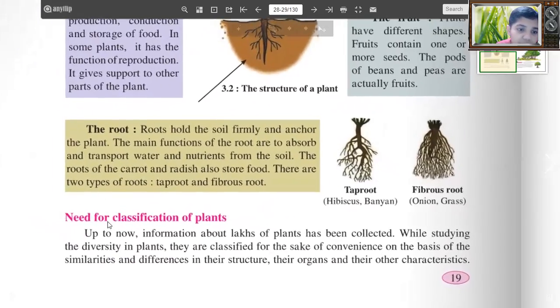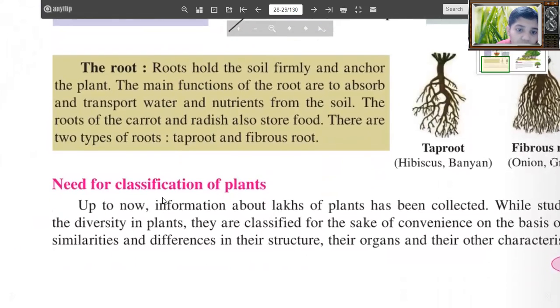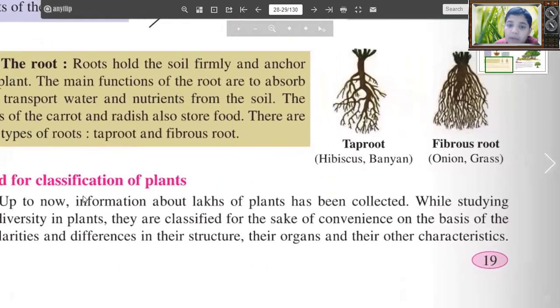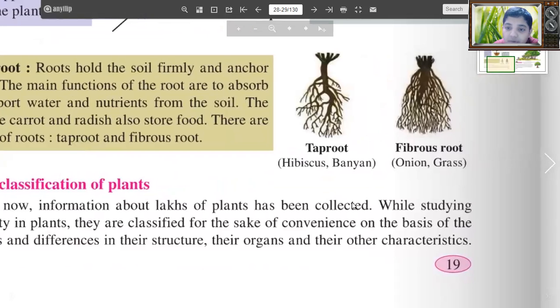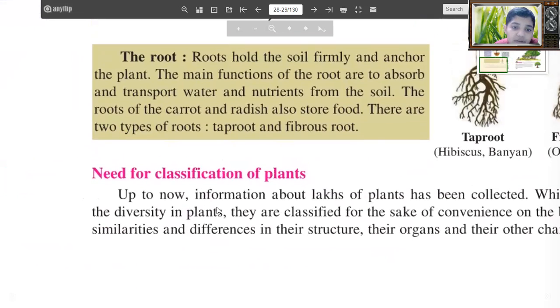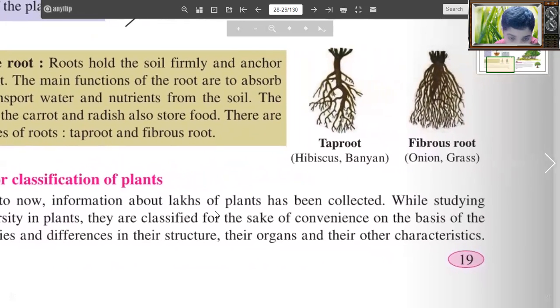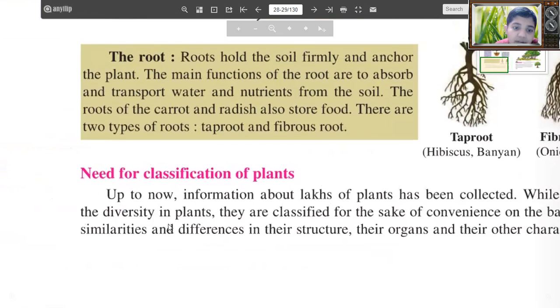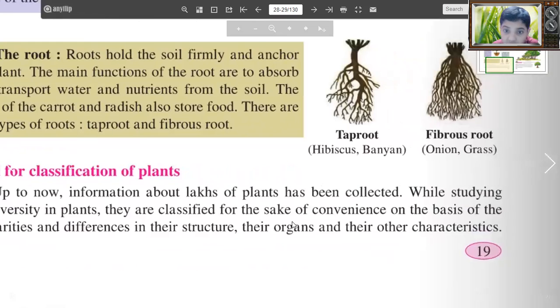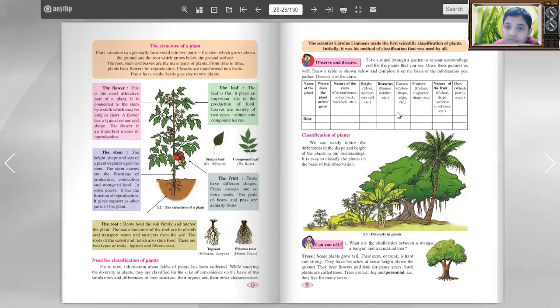Need for classification. Up to now, information about lakhs of plants has been collected. While studying the diversity in plants, they are classified for the sake of convenience on the basis of the similarities and differences in their structure, their organs, and their other characteristics.